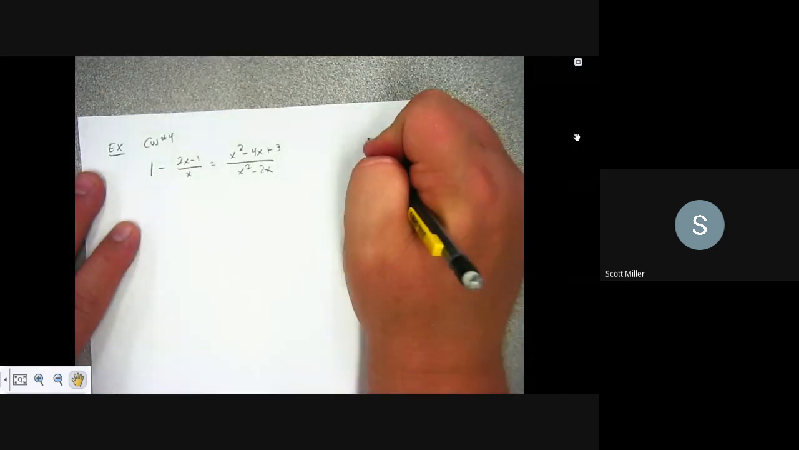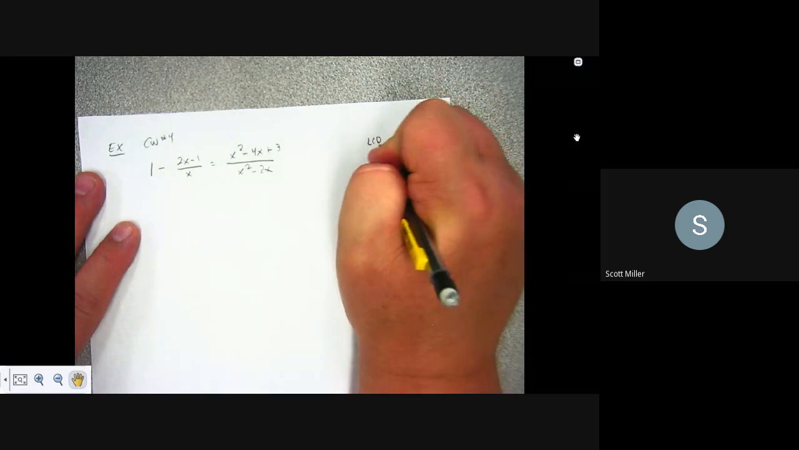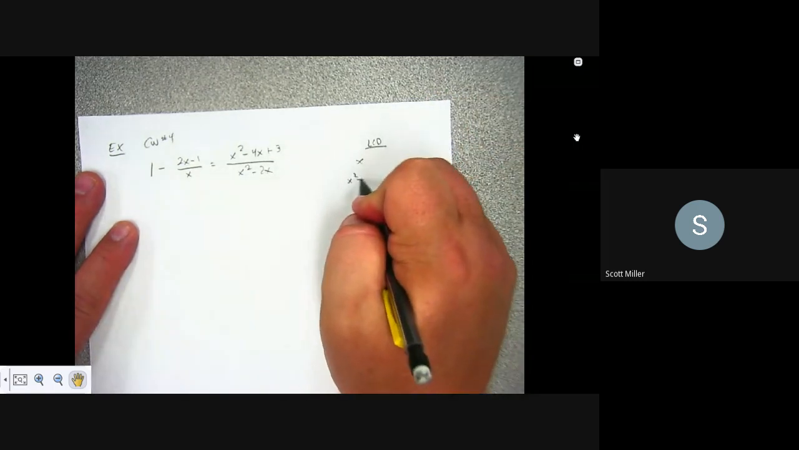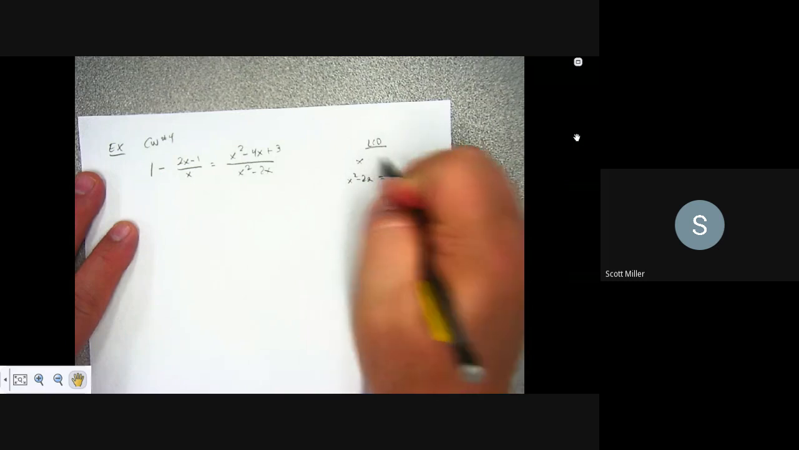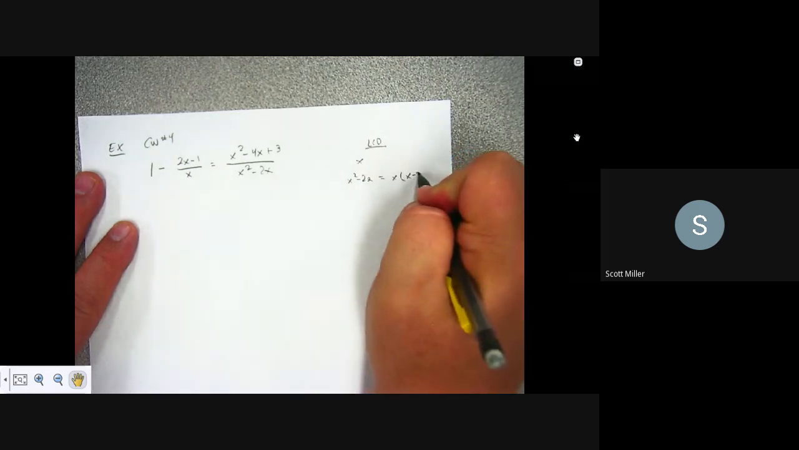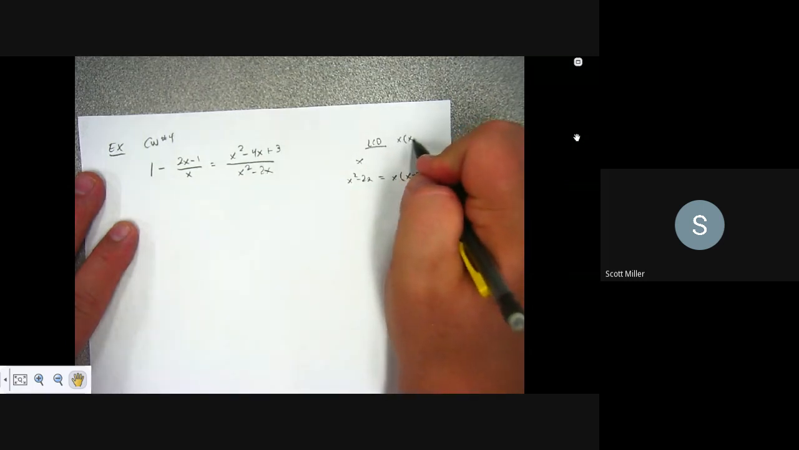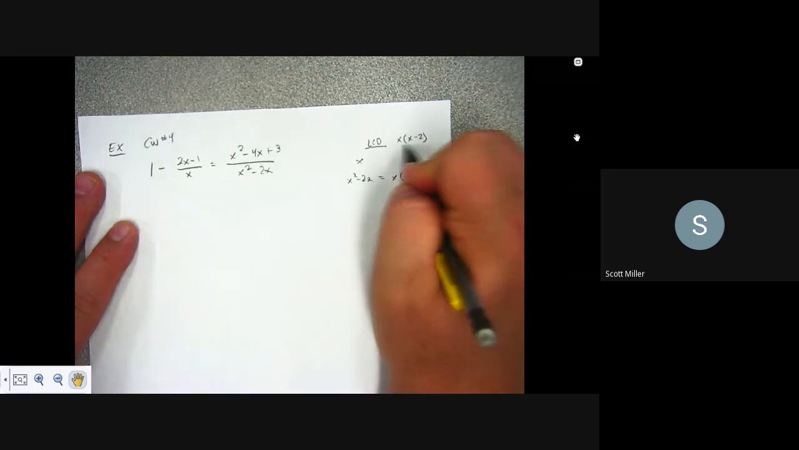So I usually go right off to the side over here, find the least common denominator. I have an x. I have an x squared minus 2x. This one's factored. This one is not. Now it is. So from these two things right here, I can tell that my LCD is going to be just this bottom one. So that's my LCD right there.